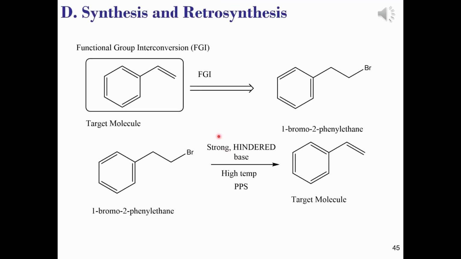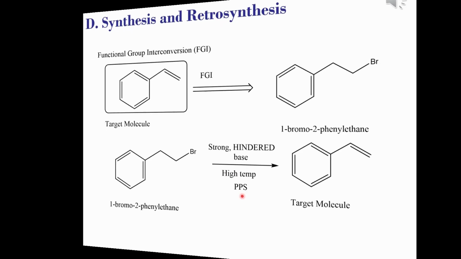In the first retrosynthetic route, we have placed the bromine in the primary position, and so we want to have reaction conditions that would be favourable towards an E2 reaction. So this would involve the use of a strong hindered base, high temperatures, and a polar protic solvent. All of these would minimise the competing possibilities of an SN2 reaction.